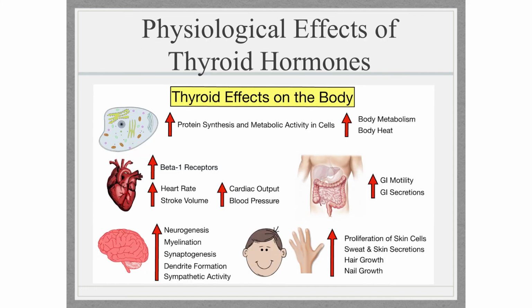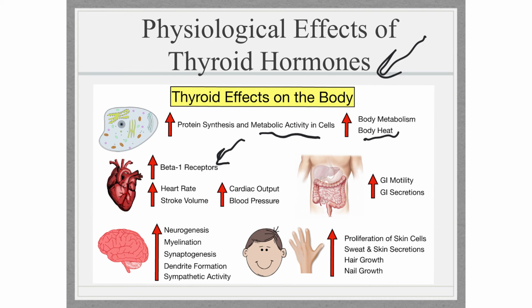I would like you to think of thyroid hormones as metabolic in nature. They increase metabolic activity in cells, and that activity is thermogenic. It generates heat, so body temperature goes up, body heat goes up, metabolism levels go up, so how many calories you need to undergo your activities. It increases catecholamine binding to receptors.